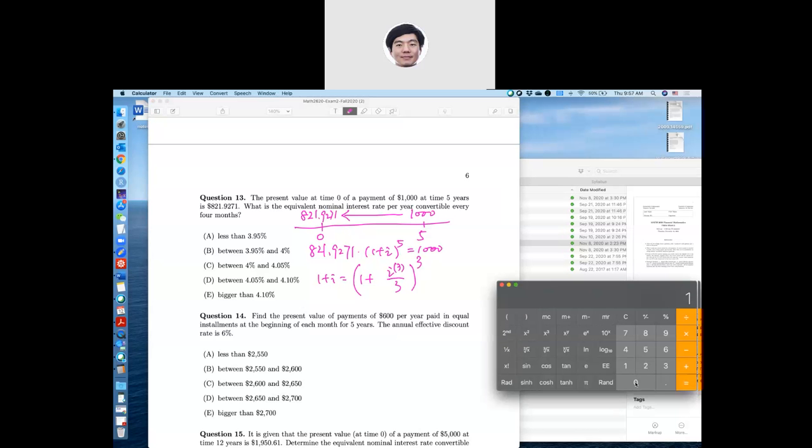1,000 divided by the present value, 821.9271. This is this value. Okay, I will need to take some fractional power, 1 over 5, 0.2. Well, it's about 4%, right? So it's 1.04 on the left-hand side, and well, I can continue to do it, right? I don't need i. I actually need 1 plus i. So I keep this. Raise another fractional power, 1 over 3.